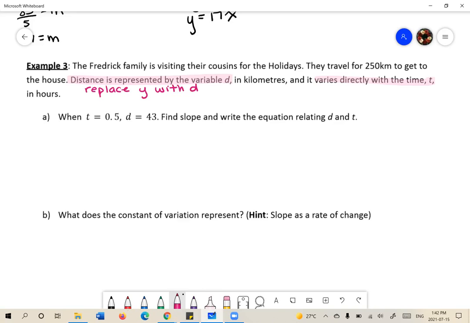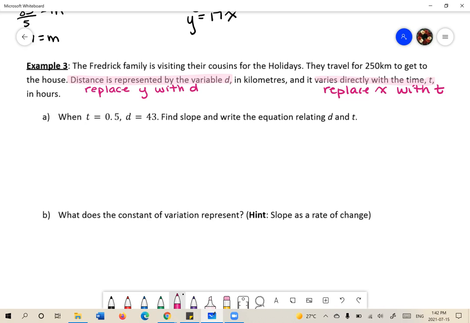So instead of using x to represent our independent variable, we're going to use t. It doesn't actually matter which variables you use. You don't have to use y and x, but what doesn't change is variable m, your slope. m always represents slope.